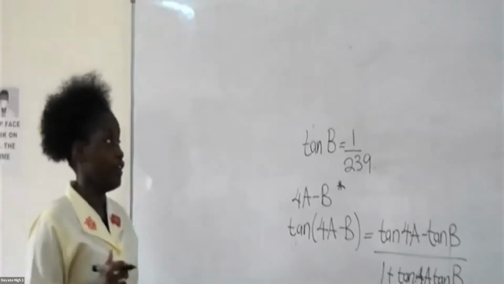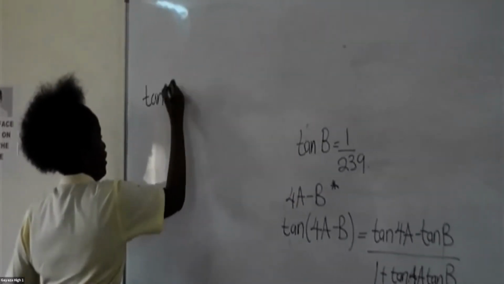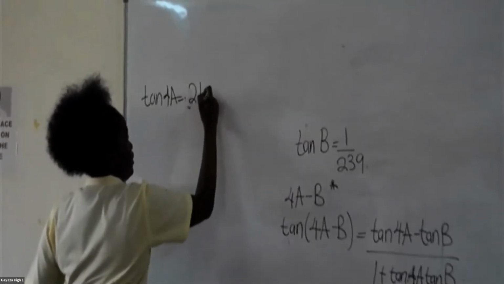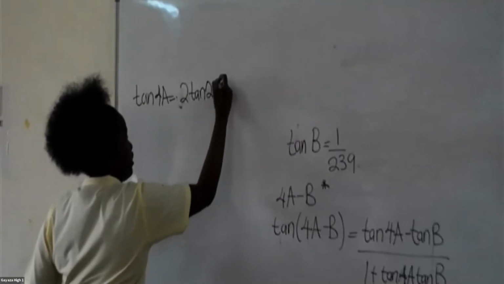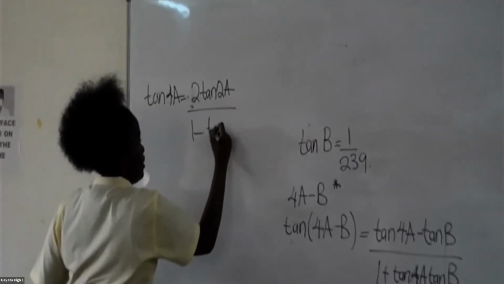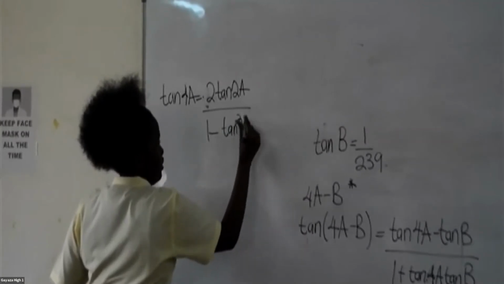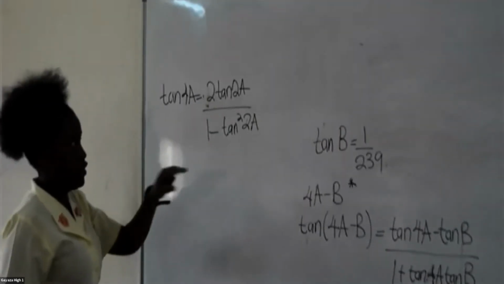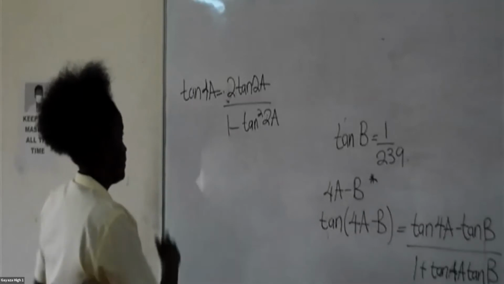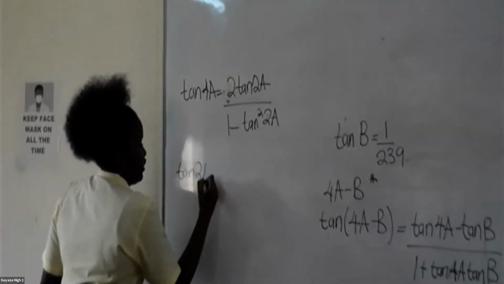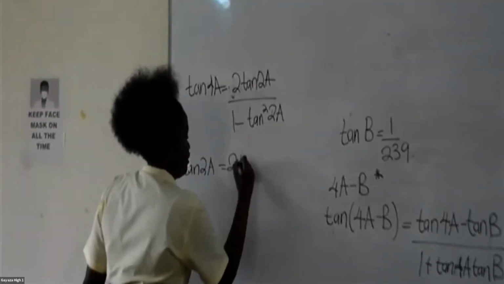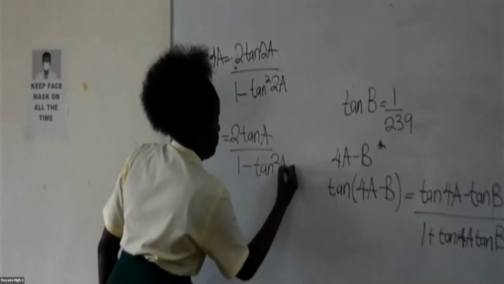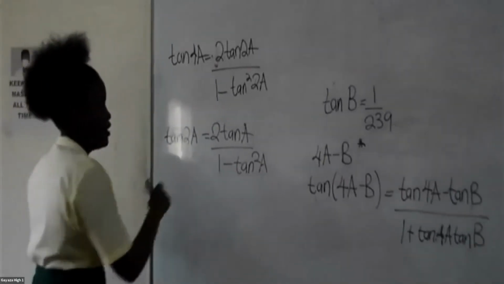So from the double angle formula, you realize that tan 4A can be expressed as 2 tan 2A out of 1 minus tan squared 2A. We have tan 2A but not tan A. So we're going to express tan 2A in terms of tan A. From the double angle formula, tan 2A is 2 tan A out of 1 minus tan squared A. So now we have tan A.